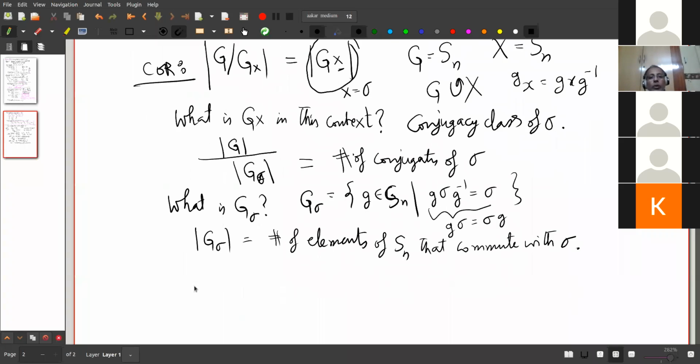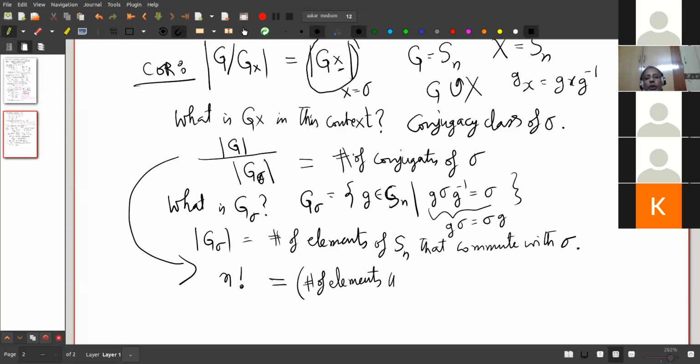Okay, so we have this formula. Now this is an application of what we did. So this becomes n factorial in our case. Instead of writing it as a quotient, let me write it like this. From here you get the following: applying this, n factorial is the number of elements that commute with sigma times the number of conjugates of sigma.